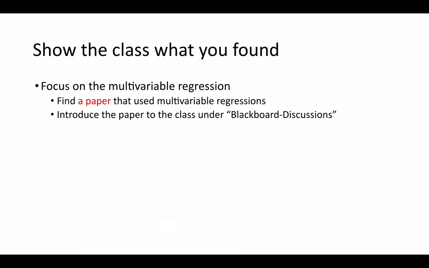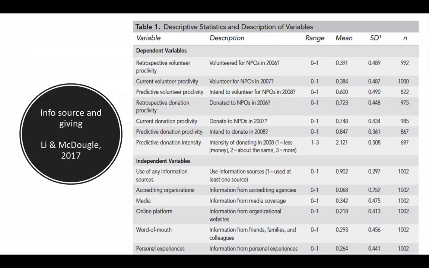So I asked you to find a paper that used multivariable regression, right? I want you to introduce the paper to the class in the Blackboard discussion on multivariable regression. You click it, you can create a thread, and then you can attach the paper in your thread, all right? Here, in the following time, I'm going to talk about some of the papers I found or co-authored by me and my colleagues.